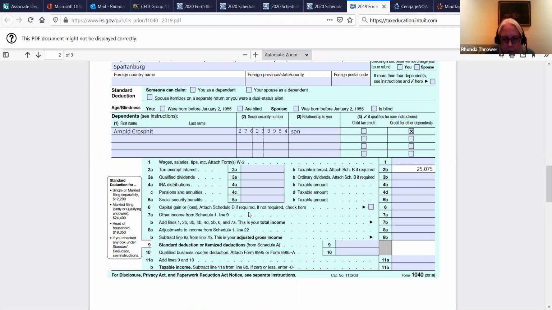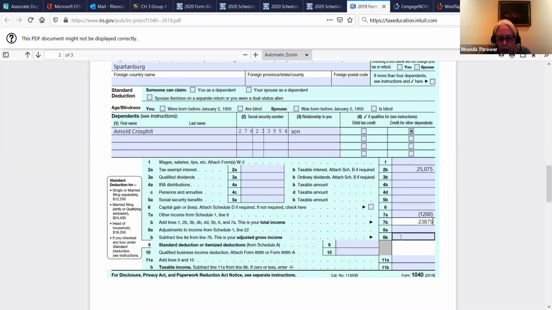And so that goes here in 7A, and it goes in as a negative amount. Okay. All right. And so on 7B, we need to add lines 1, 2B. Well, that's all we got is 2B and 7A together. You got to combine them together. And when you do that, you would subtract 1,200 from this, and that will leave you with 23,875.